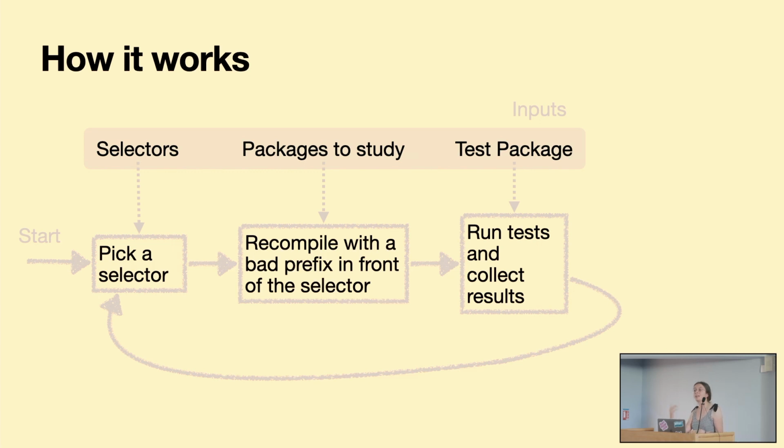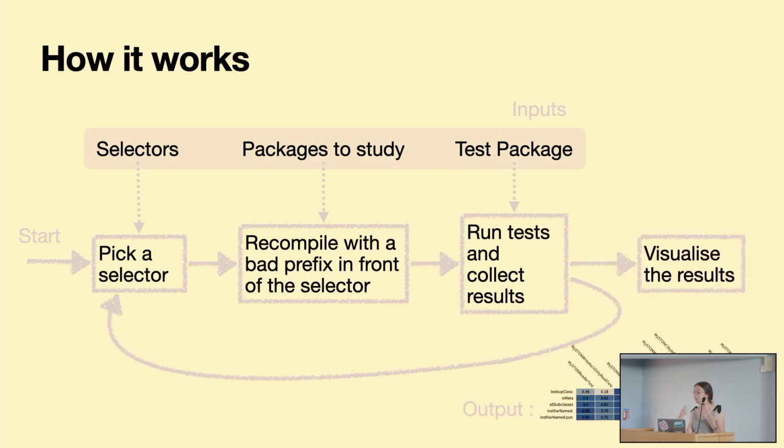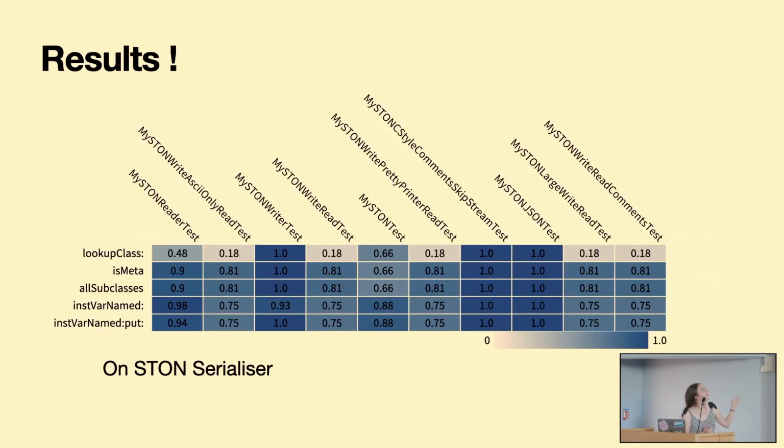I do that with all the selectors, one after the other, and I get a visualization of the results. So the results I have are like this for now. Here you have on the lines, each line corresponds to one selector that is used in Stone Serializer. So Stone Serializer is using lookup class, isMeta, allSubclasses, instVarNamed, put. And all the columns are the test classes.